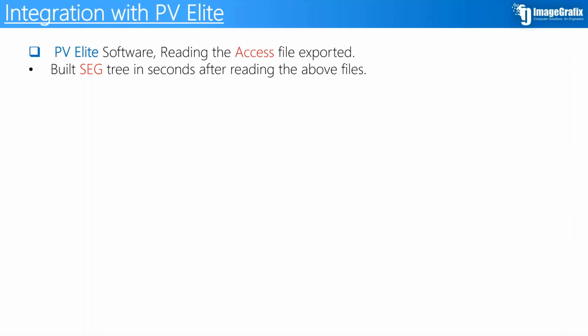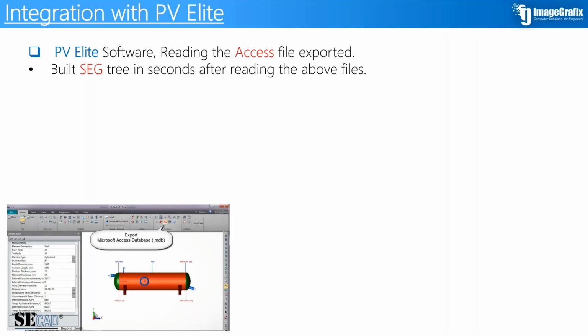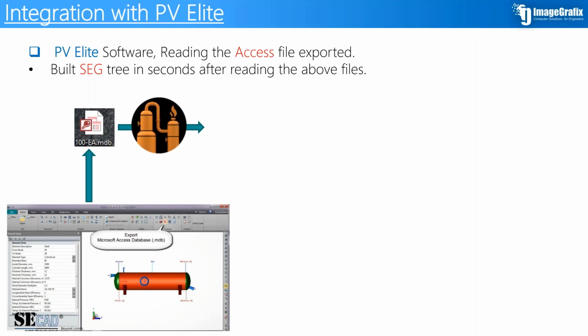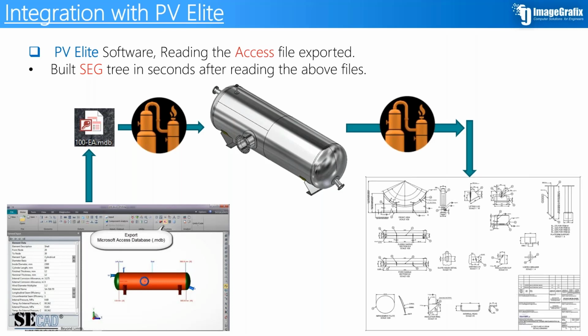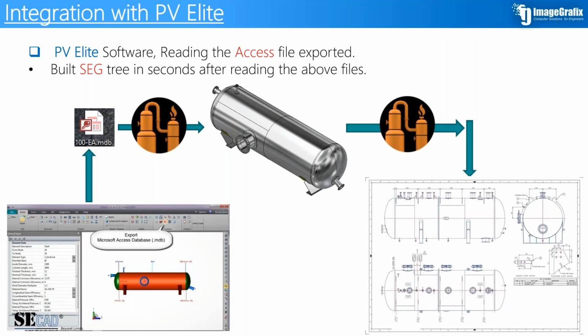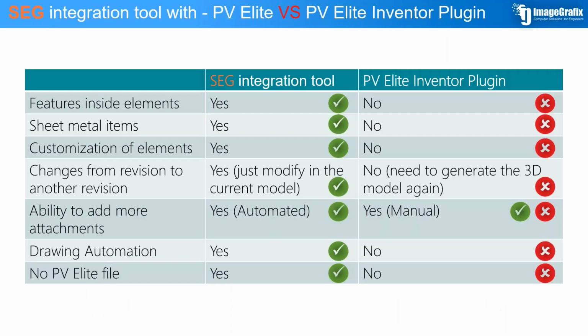Here, we will talk about the integration tool in SEG with BVLit. Here we have the 3D model or the design model on BVLit. So we will export the Access database file for this model from BVLit. After that, we will import this Access file to the SEG software, and we will get the 3D model of this equipment on the CAD software. After that, by using SEG, we will generate the detailed drawings, the general arrangement of the vessel and bill of material. Okay, someone can ask me, what is the difference between the SEG integration tool with BVLit and the BVLit Inventor plugin? So let's discuss this.